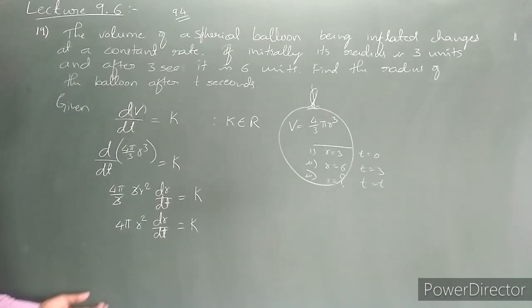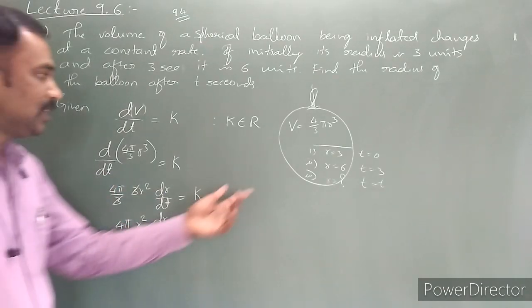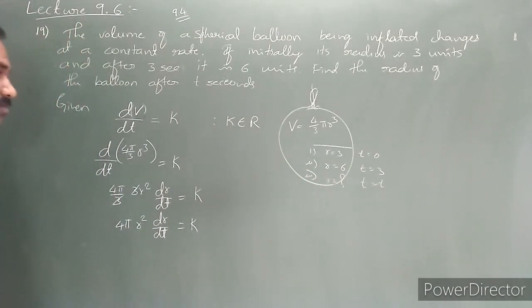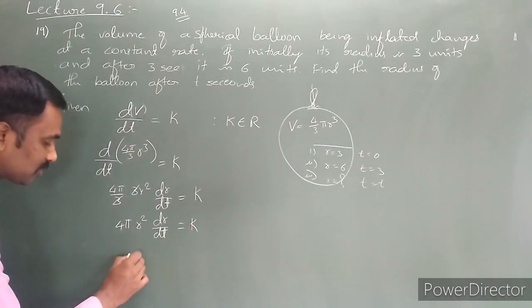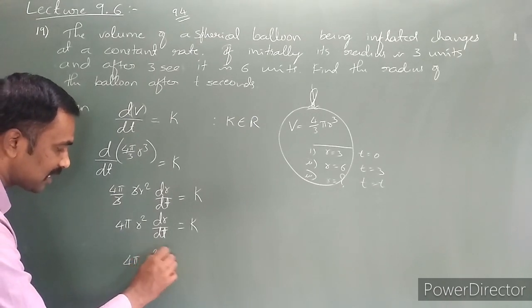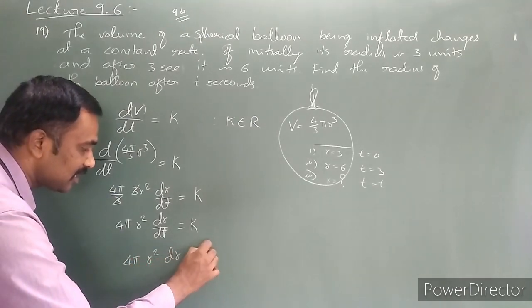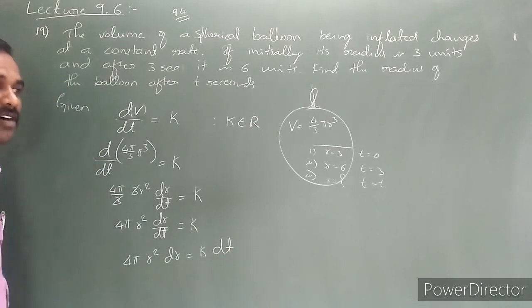Now separate the variables, because we need to find the r value at the time t. Separate the r terms on one side and the constant terms on the other side. 4 by 3 as it is, r square as it is, dr as it is, k into dt. Now integrate. If we integrate, what will we get? Integration of r square into dr.